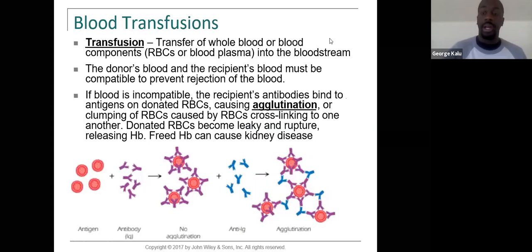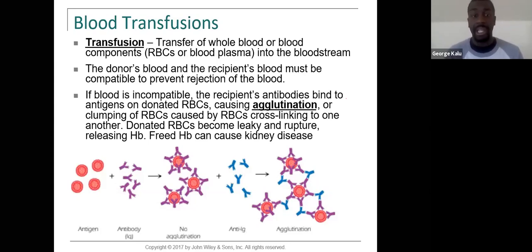All right, so all that's important because we need to be able to perform transfusions for individuals who are losing too much blood, or who have various other blood disorders. A transfusion is where you actually take whole blood from one individual and inject it directly into the bloodstream of another individual.